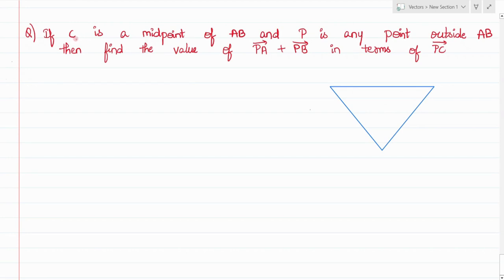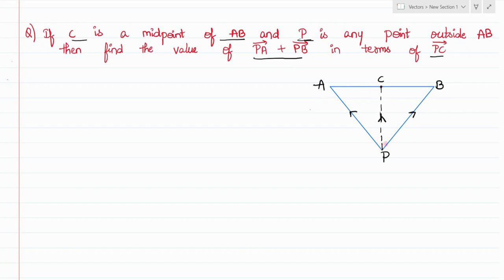In this question, it is given that C is the midpoint of AB. Let's take AB as a line and C is the midpoint over here. And P is any point outside AB. So assume this as point P outside AB. Then find the value of PA plus PB in terms of PC. So PA is nothing but this, PB is nothing but this. We need to find the value in terms of PC.